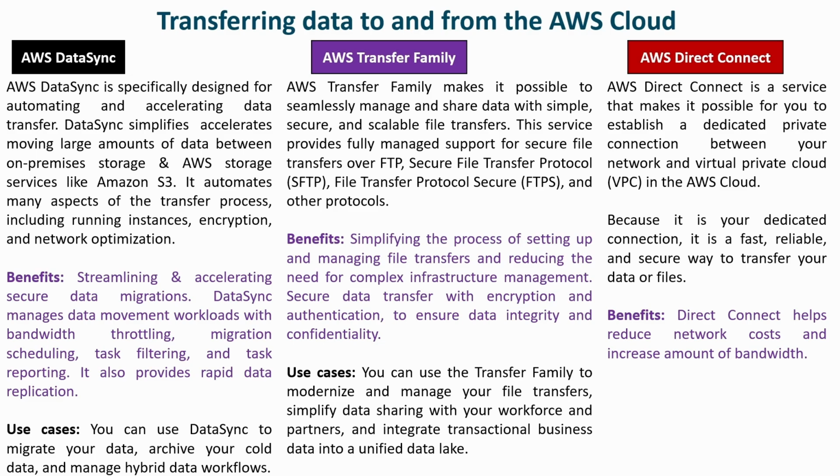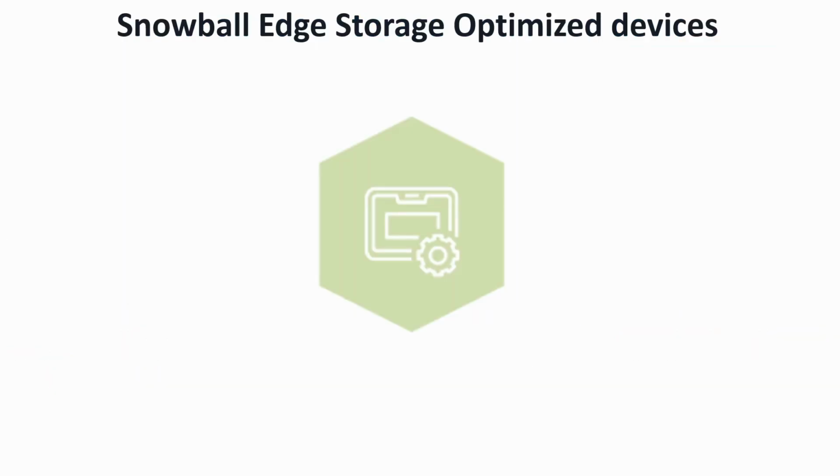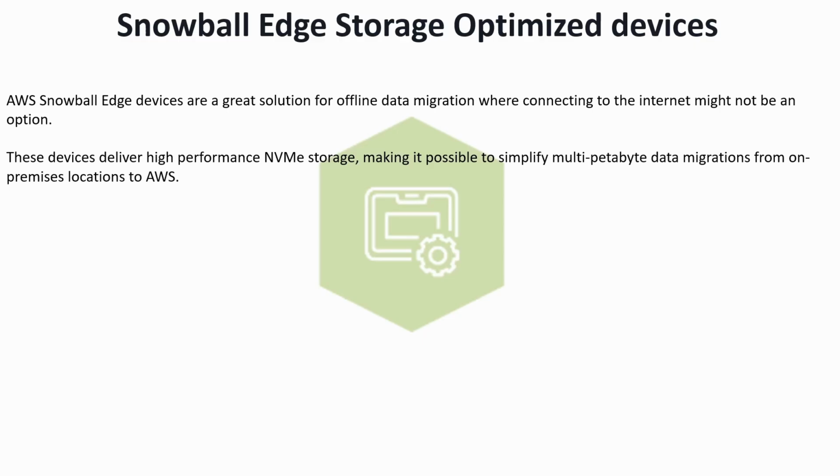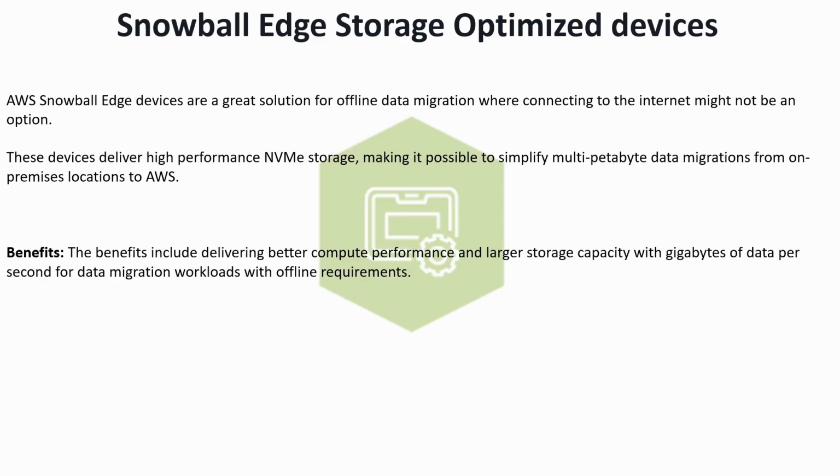Then we go old school with a futuristic twist, that is AWS Snowball Edge. Snowball Edge devices are a great solution for offline data migration where connecting to the internet might not be an option. These devices deliver high performance NVMe storage, making it possible to simplify multi-petabyte data migrations from on-premise locations to AWS. The benefits include delivering better compute performance and larger storage capacity with gigabytes of data per second for data migration workloads with offline requirements.